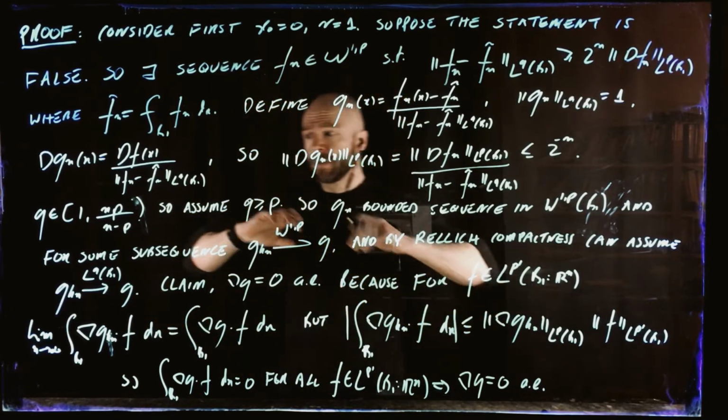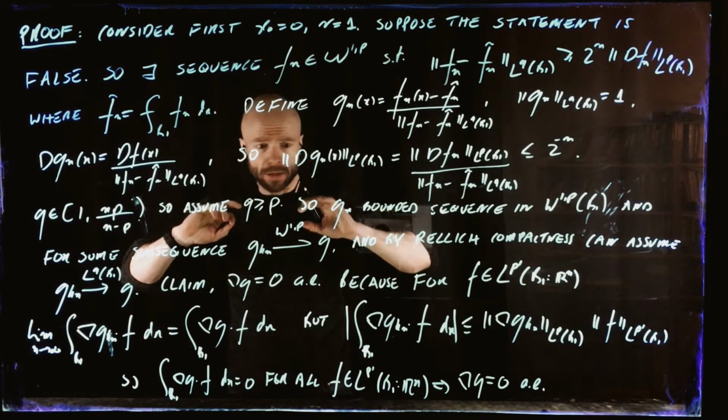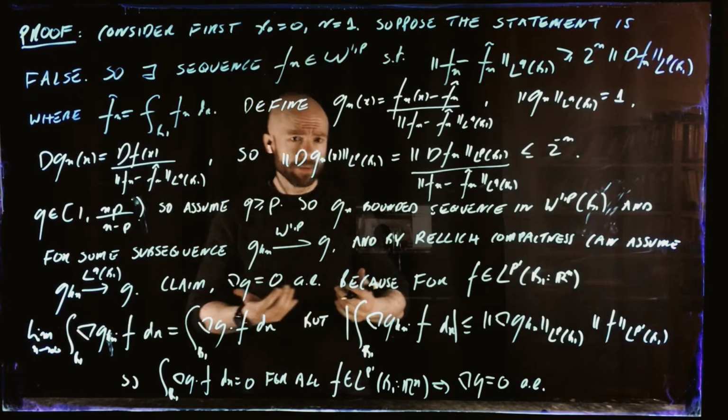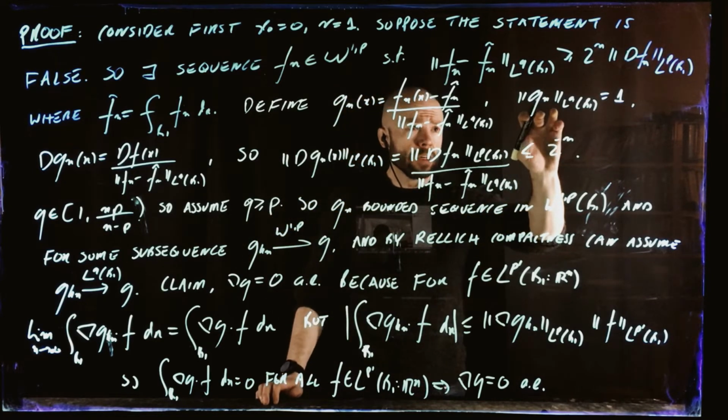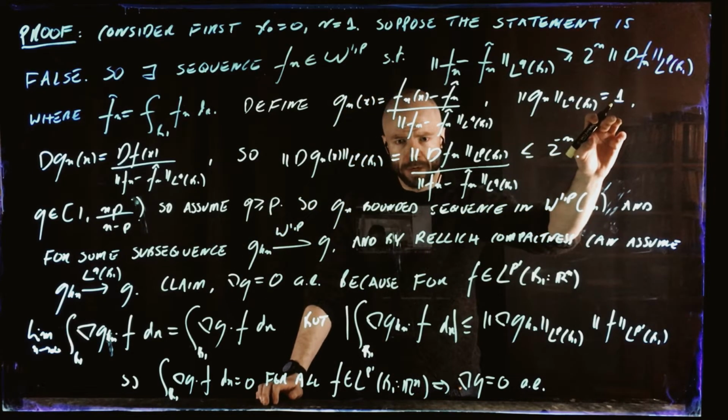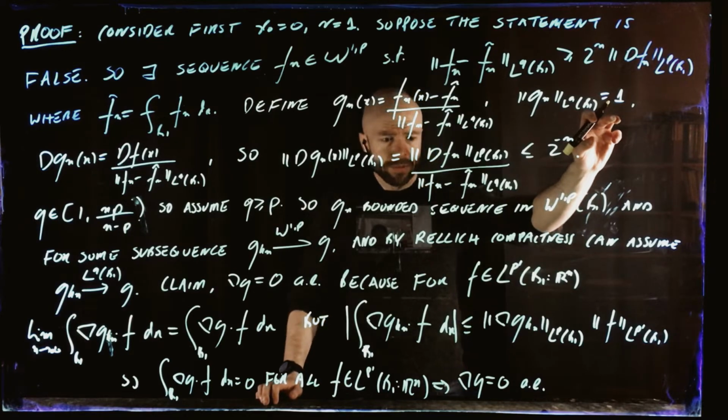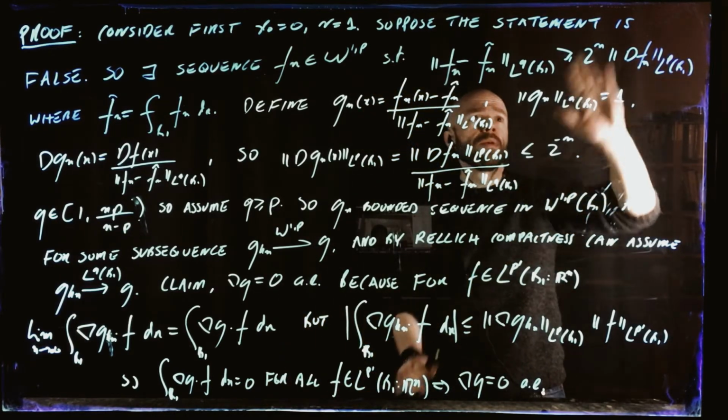So that's what we know about the gradient of g, but we also know that the norm of g itself is non-trivial, because we've set this up so that the L^q norm of the sequence is always equal to 1. The L^q norm of the sequence is always equal to 1. Let's put it up here.